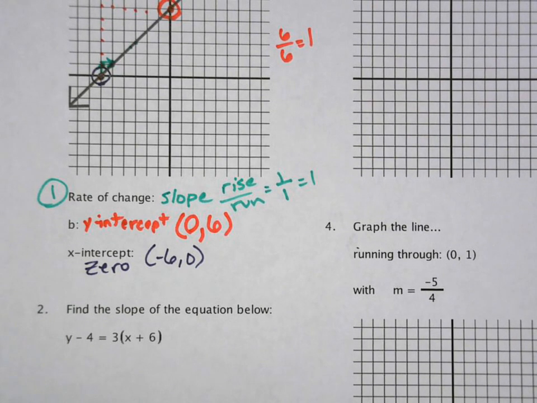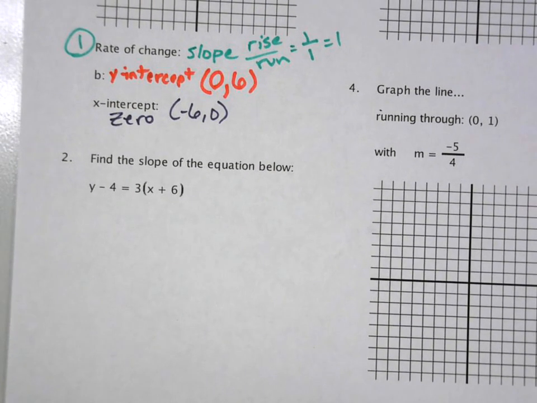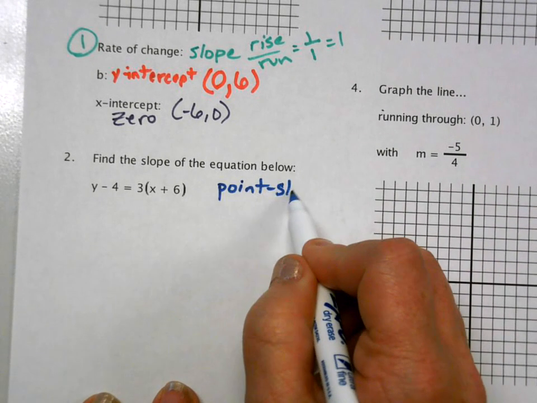Everybody following along on that? So question number 2 says, find the slope of the equation below. Well, the first thing we need to determine is what form the equation is in. What form is that equation in? The point slope form. Why is it important to know which form that it's in?